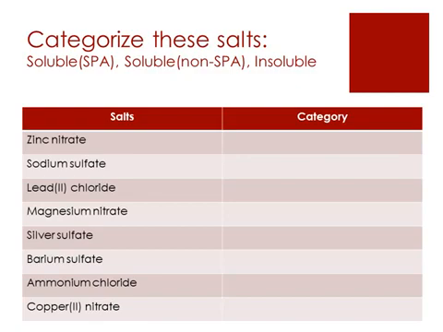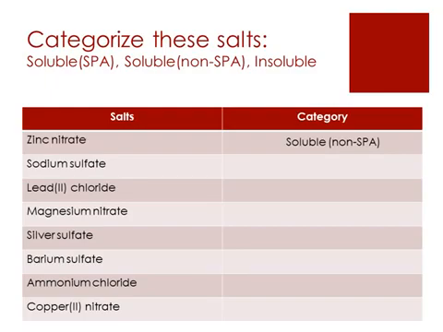There are three different categories and you will need to group the salts in the table according to soluble SPAR, soluble non-SPAR, or insoluble. So firstly, let's do zinc nitrate. We know that all nitrates are soluble, so zinc nitrate is a soluble non-SPAR salt.